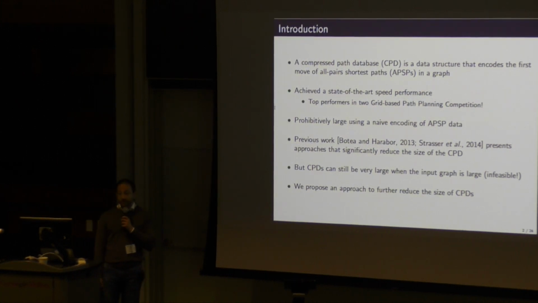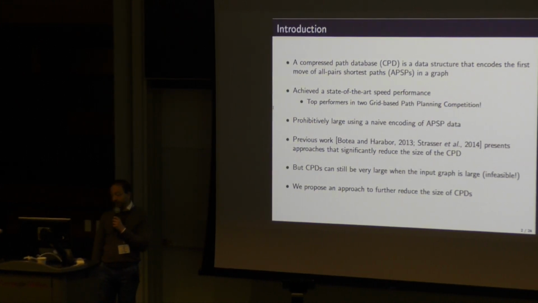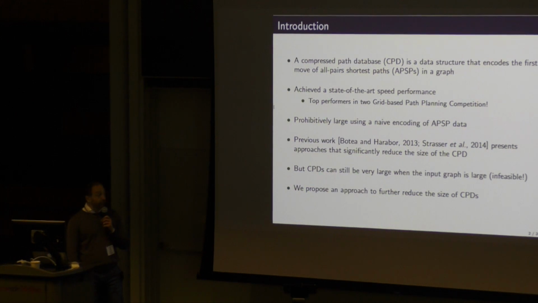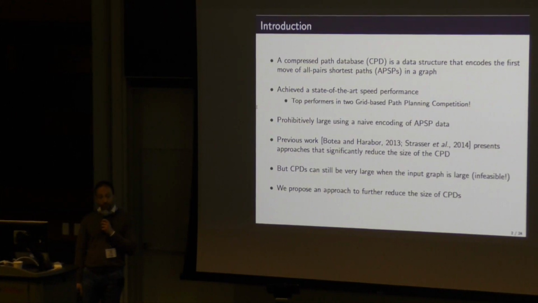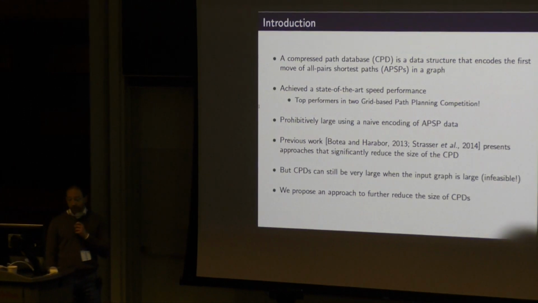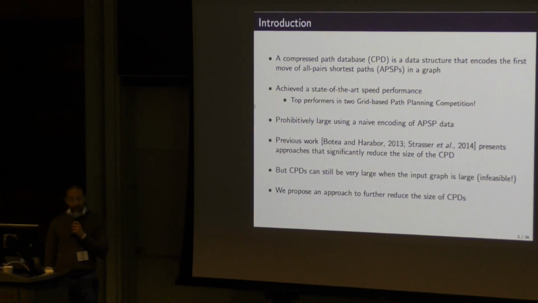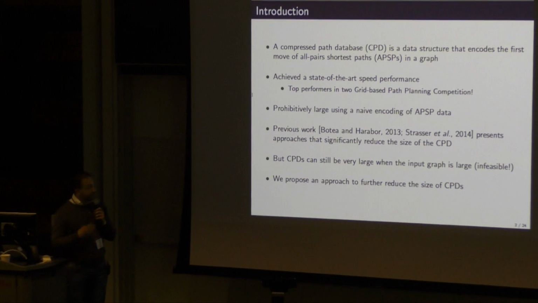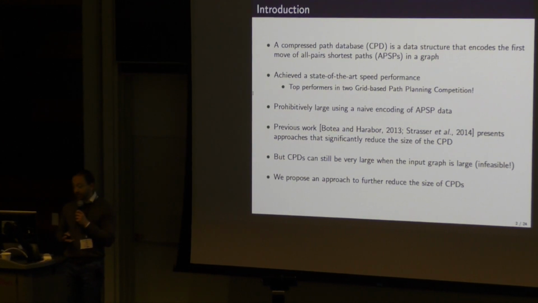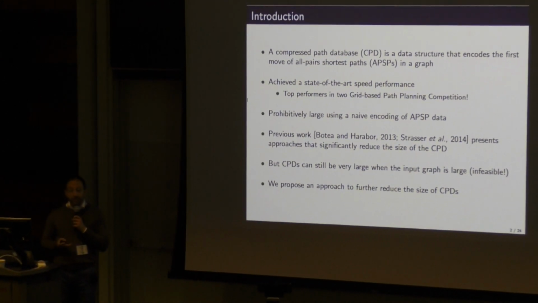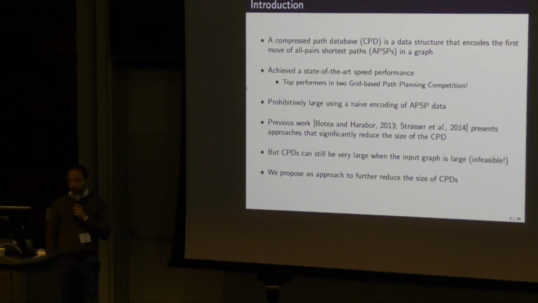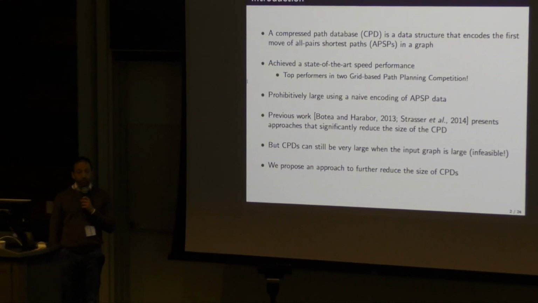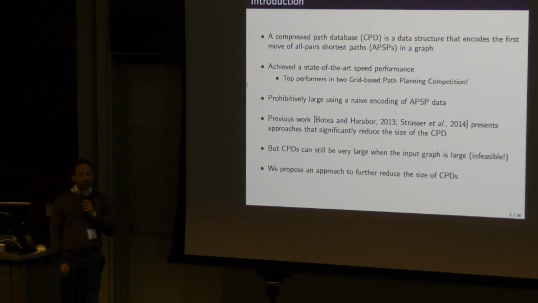The size of the CPD would be prohibitively large if naive encoding were used. So previous work on CPDs presents approaches that significantly reduce their size. However, a CPD can still be very large, and when the input graph is large, this can make the approach infeasible. So in this work, we also propose an approach to further reduce the size of the CPDs.